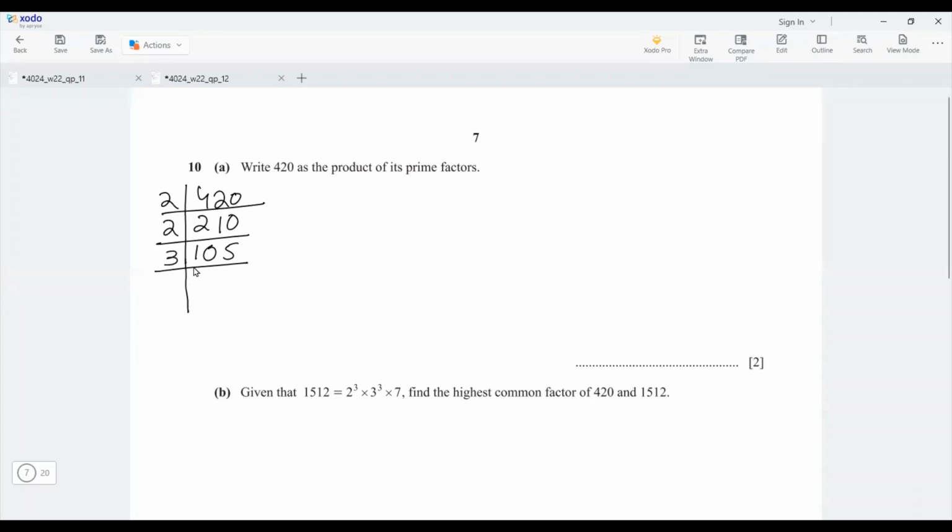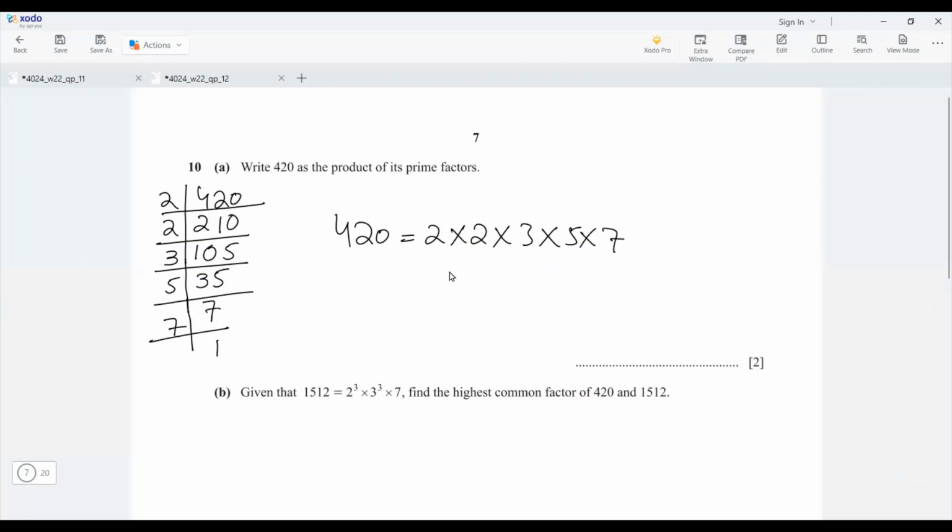So 3 is the least prime number that must divide 105. 3 times 9, 1 is left. 1 and 5 makes 15, and 3 times 5 is 15. So 35 is not coming in the table of 3. Moving ahead, the next prime number is 5. 5 times 7, and next is 7 times 1. So 420 is equal to 2 times 2 times 3 times 5 times 7.